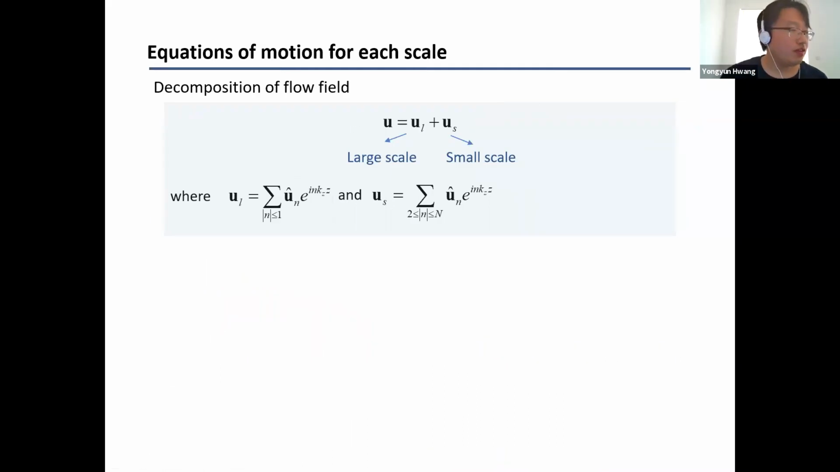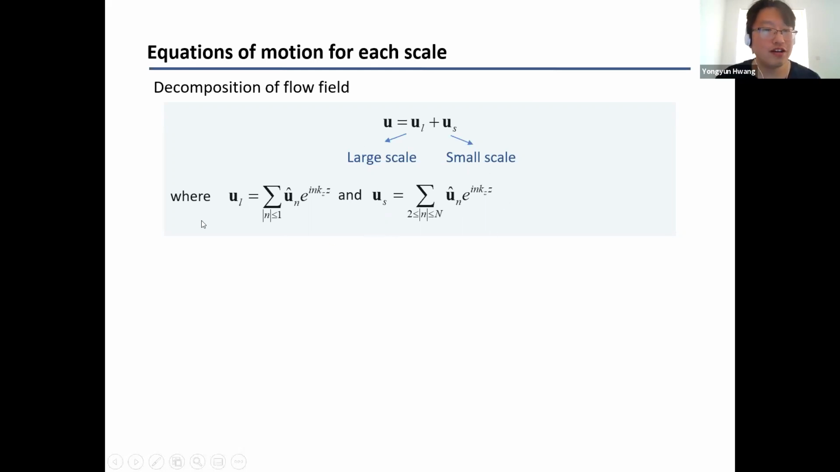So now we have to define the observables and we have to analyze this system. What we have done is that we decompose the flow field into two: one is large scale, the other is small scale. The large scale only considers the structure related to spanwise wavenumber equal to 1, the fundamental spanwise wavenumber. And then the small scale covers the rest.